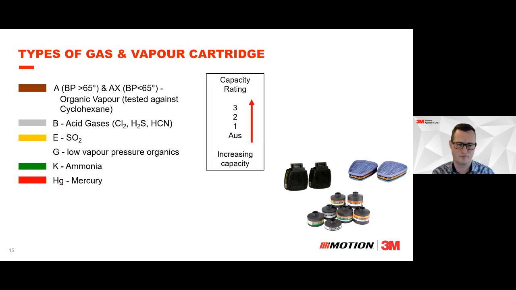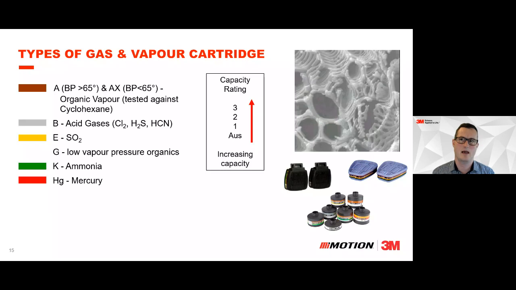So you'll see these different products with A, B, and E, but you'll also see a number after it, and that's to do with the capacity. So an A1 versus an A2 will both be suitable for organic vapor, but the 2 is more carbon. From an analogy point of view, think of them as different buckets. The bigger the number, the bigger the bucket, the bigger the capacity, the more it can hold. It can hold the same contaminant, but it's going to hold more until that bucket is overflowing. Next click, please.